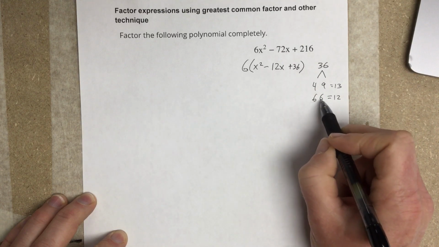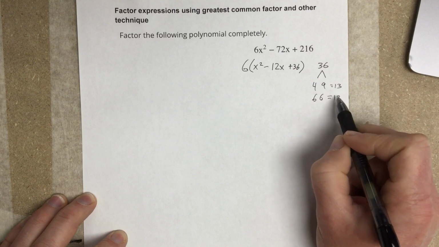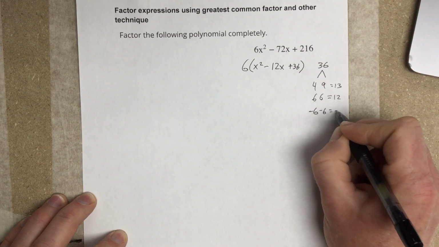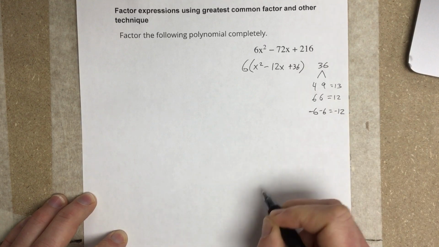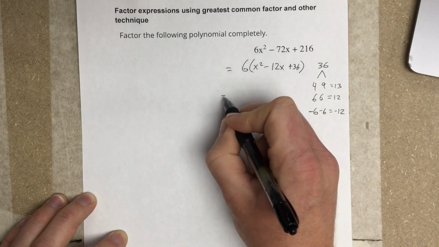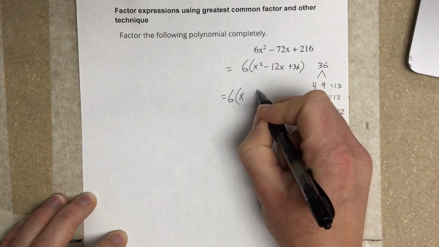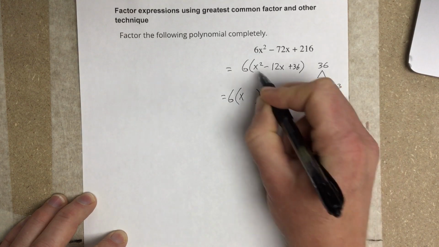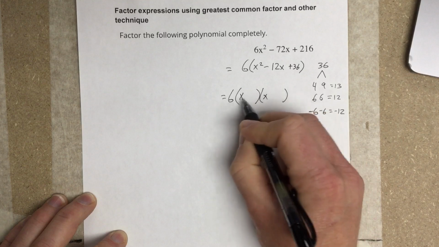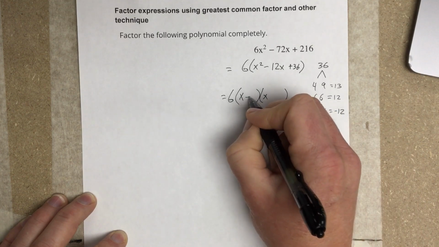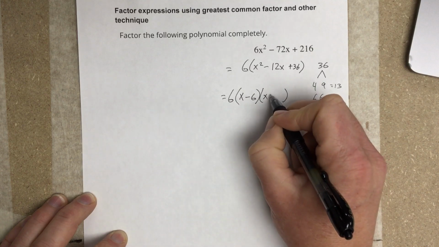But it can't be positive 6 and positive 6 because that's a positive 12. I need a negative 12 there. So it's going to be negative 6 and negative 6 to give me negative 12. So this factors then to 6 times x. When I factor the x squared, I have to have x in front because it's got to multiply to x squared. And I get minus 6 here, minus 6 here.